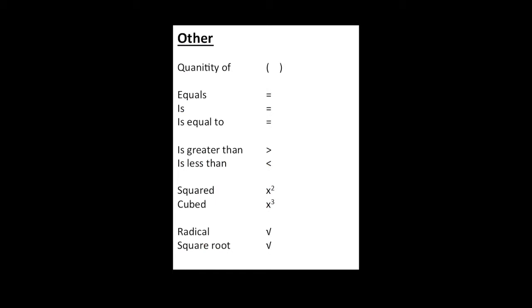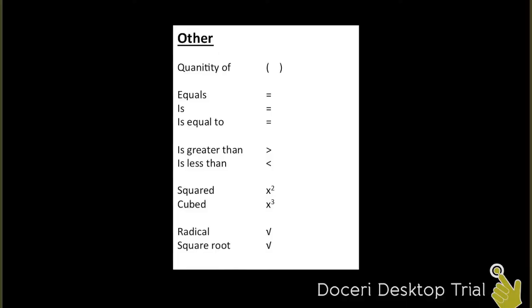And then there's this category, other. So I've listed some here. If you ever see things like the quantity of something, the quantity of x plus 5, that means it's in parentheses. So 4 times the quantity of x plus 5 would be 4 times the quantity of x plus 5. So it puts that in parentheses.